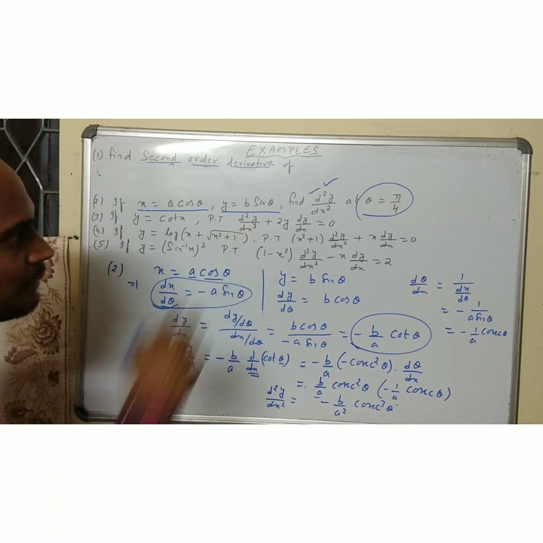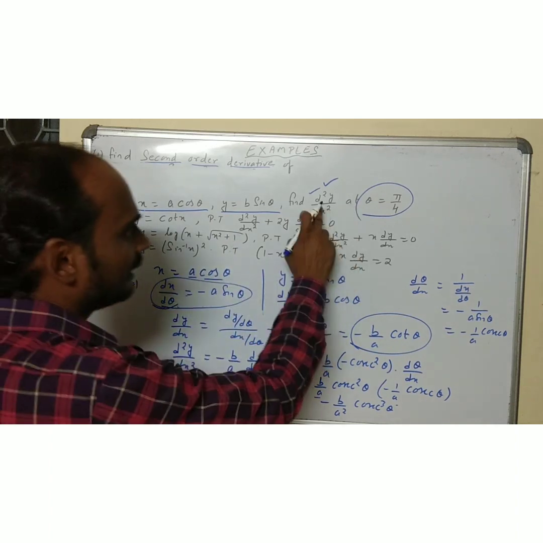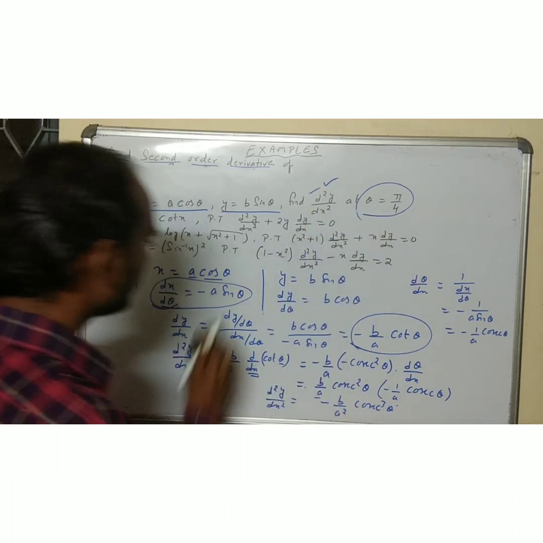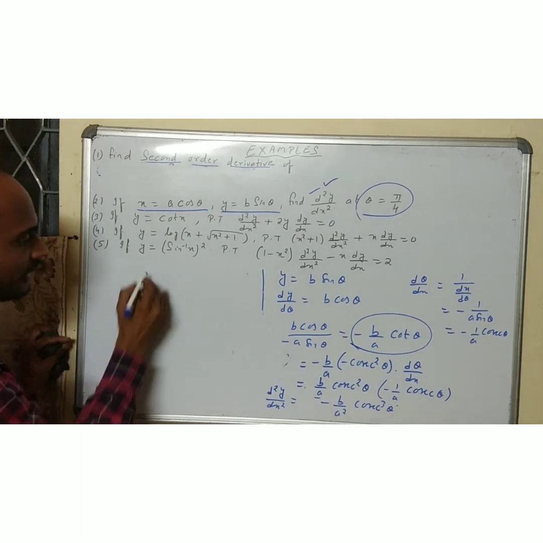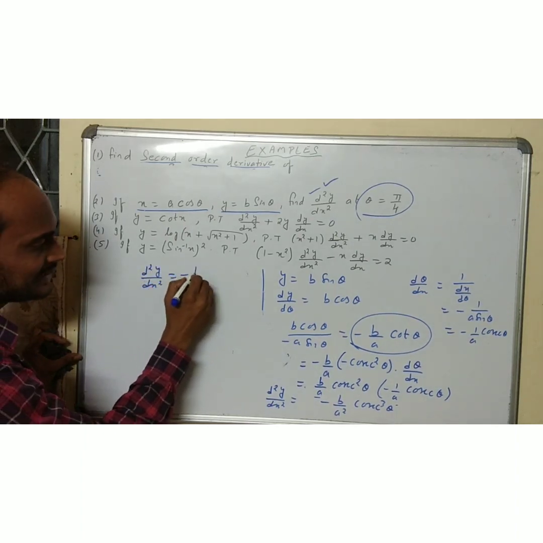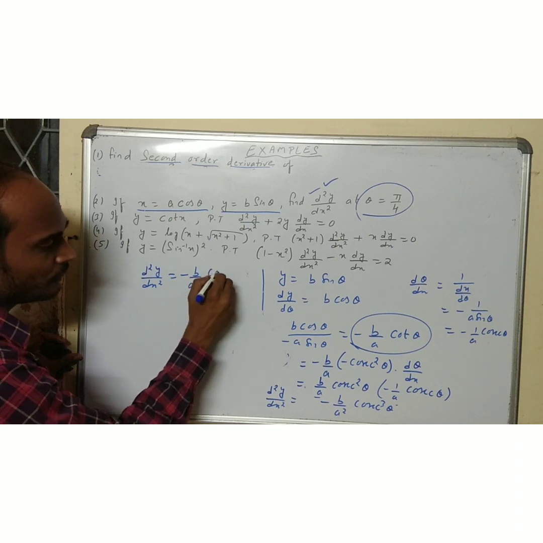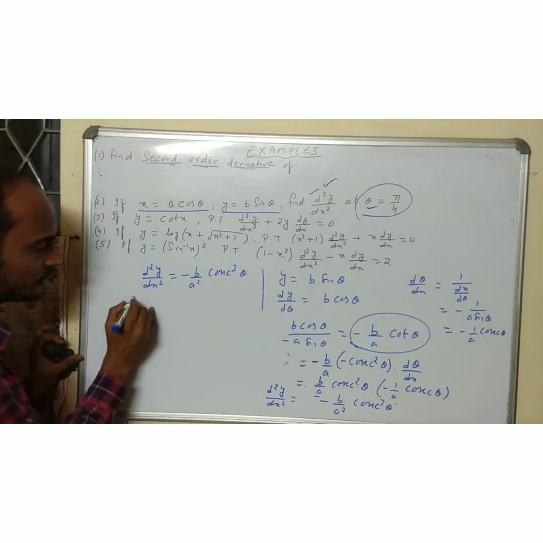But in this question something more is asked here. It is asked you to find the value of this one at theta equals to pi by 4. So I am writing here on this side. So we got d2y by dx2, which is equals to minus b by a square into cosec cube theta. But we have to find out its value at theta equals to pi by 4.